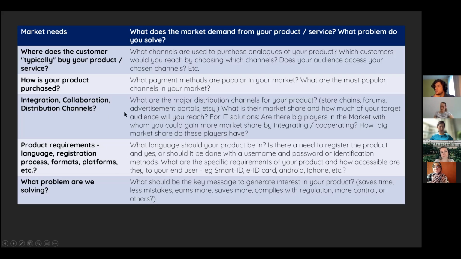Integration, collaboration, distribution channels. What are the major distribution channels for your product? Are those store chains, forums, advertisement portals, Etsy, for example? What is their market share, and how much of your target audience will you reach? For IT solutions, and this is from my experience, are there big players in the market with whom you could gain more market share by integrating or cooperating? And how big a market share do these players have?